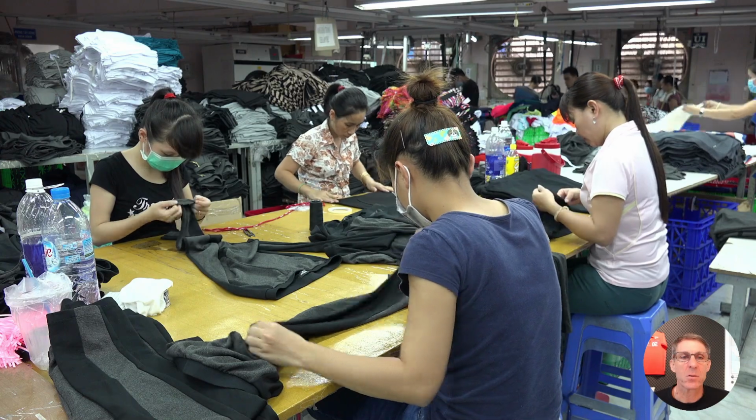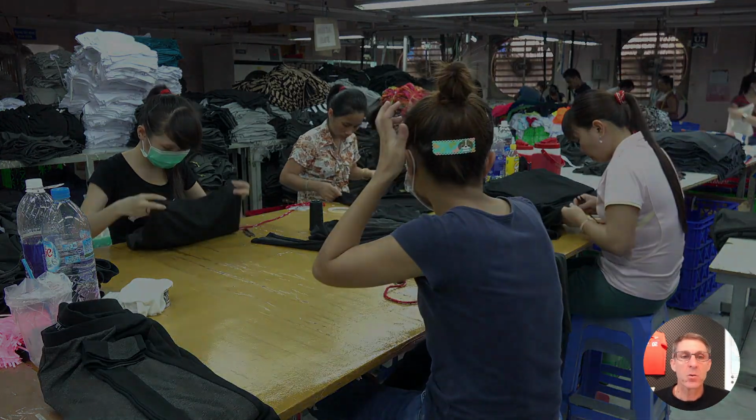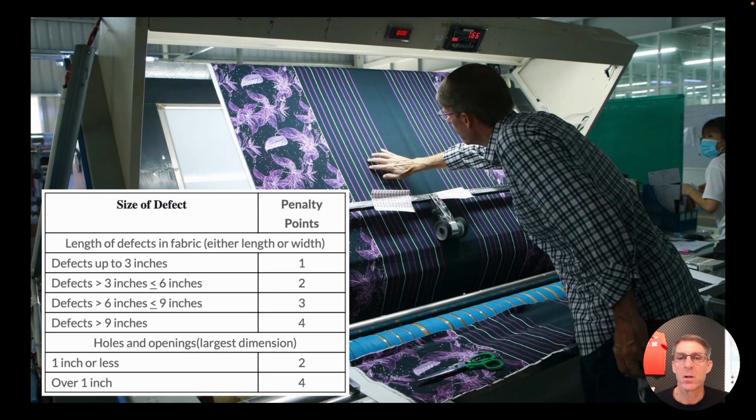Let's talk about standards. We talked about the AQL standard, which tells you how many garments to check. There are two other standards worth noting. The first is the 4-point fabric inspection standard. Here you see a fabric inspection machine. The question is, how many defects or penalty points will result in the failure of the fabric, meaning you reject the fabric? If there are more than 40 penalty points per 100 square yards, then the fabric is rejected. Defect points are given according to the chart you see here. Look at it for a minute.